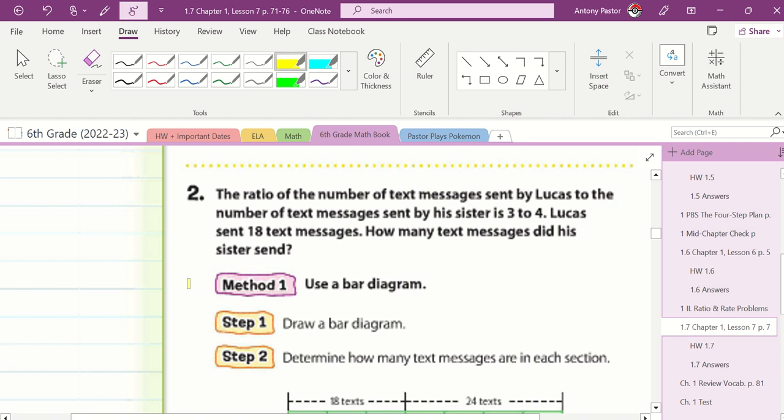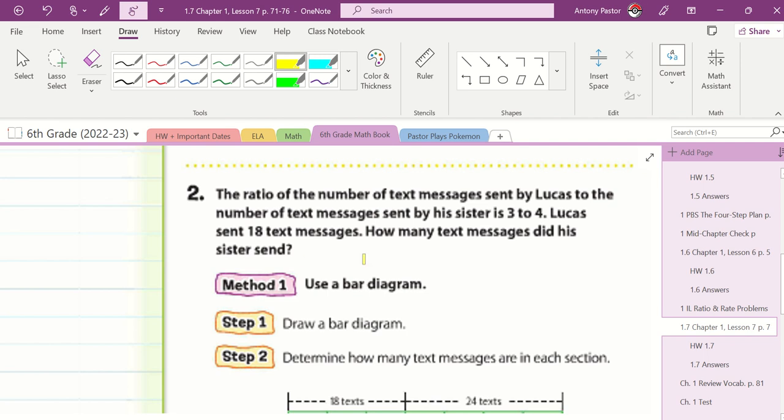The ratio of the number of text messages sent by Lucas to the number of text messages sent by his sister is 3 to 4. So basically what this is saying is for every 3 text messages that Lucas sends, his sister sends 4. So his sister sends more text messages than he does. Lucas sent 18 text messages. How many text messages did his sister send?